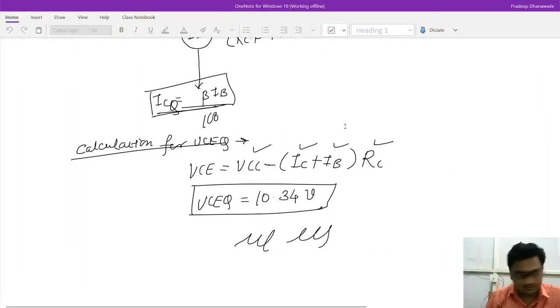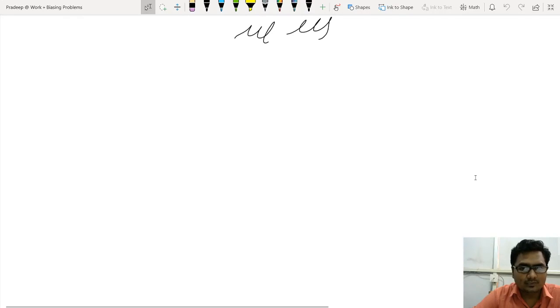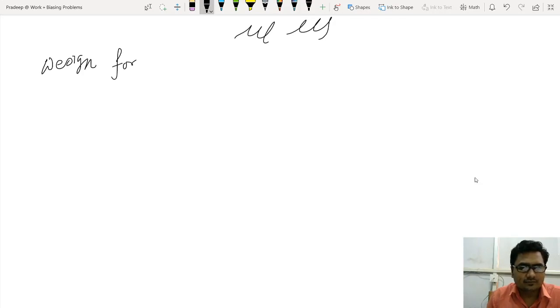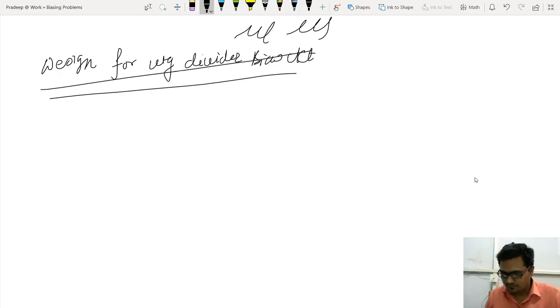Let us start with the voltage divider bias circuit. All right, we will solve one numerical, or what I can say, the design statement. Let me write it here. Design for voltage divider bias circuit. Yes. Now it's my mistake. It's not about the pen. Voltage divider bias circuit.